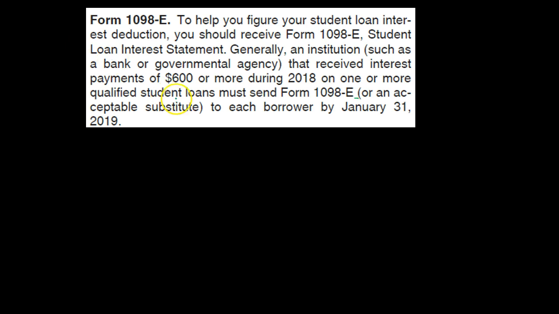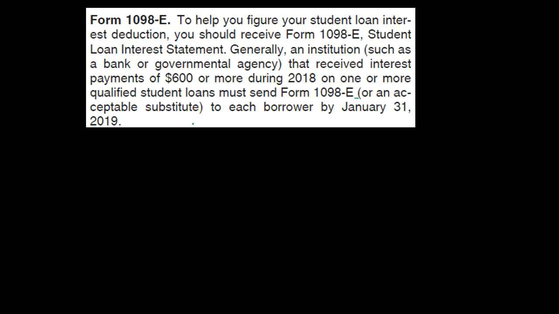Note the requirement is if there are $600 or more in payments during 2018. That means there could be a situation where it was less than the $600 and therefore no form was filed. And that means there might be a situation where we have a deduction that could benefit us for which we won't receive the Form 1098-E, and we want to just be aware that that situation could be the case.